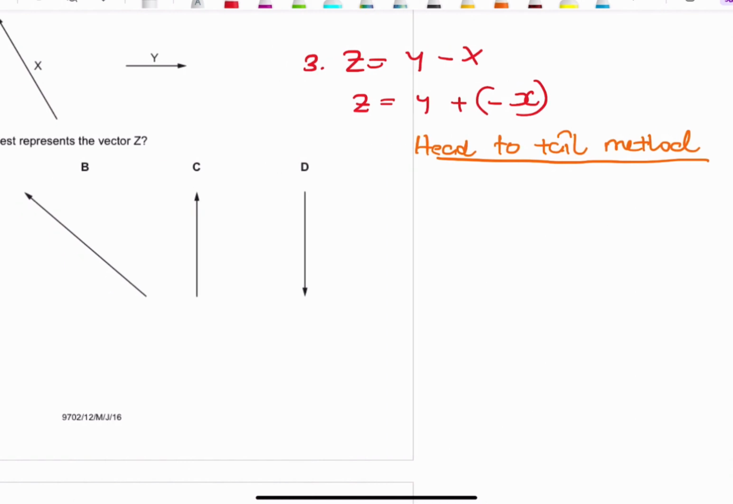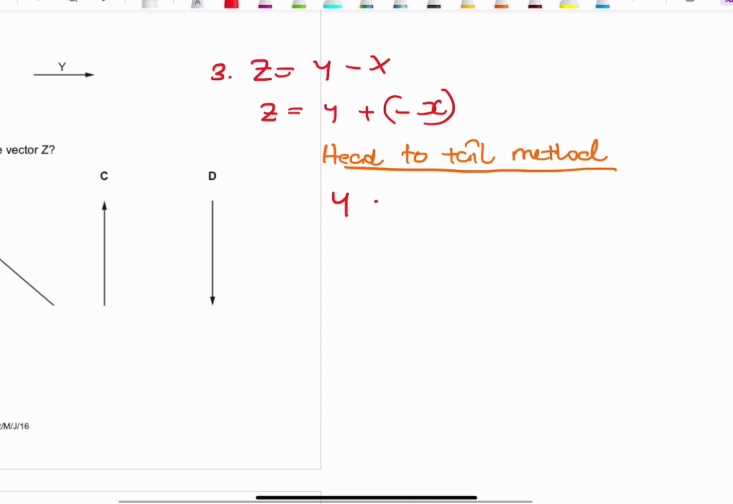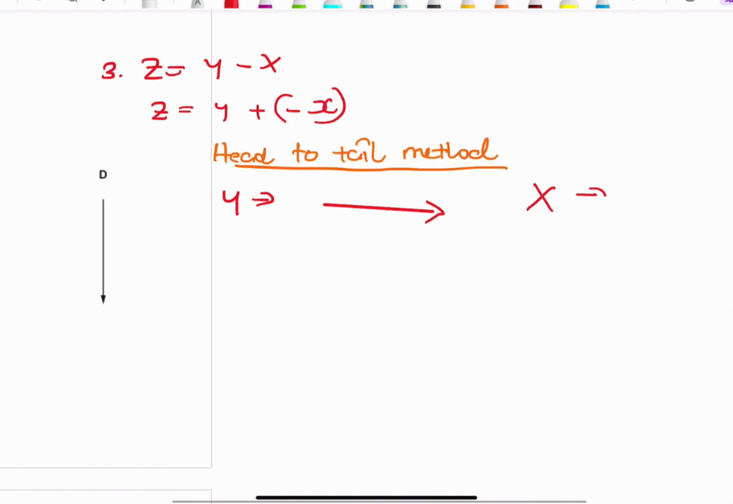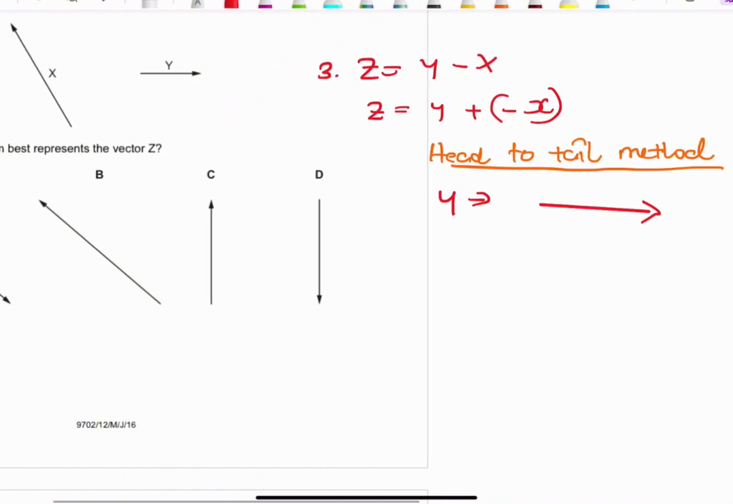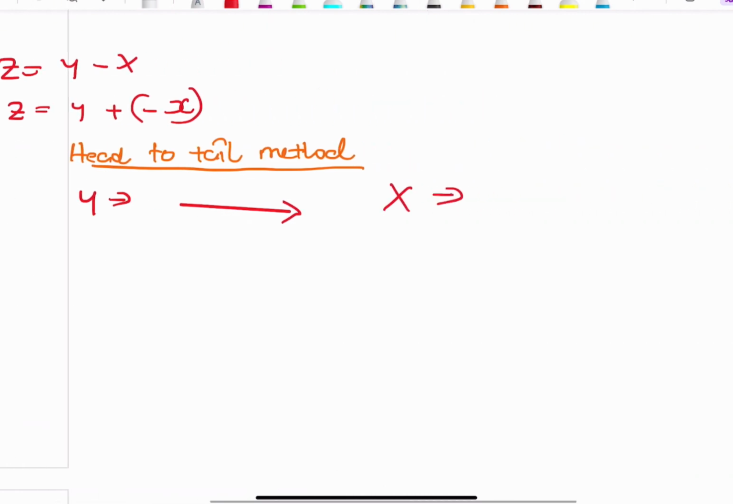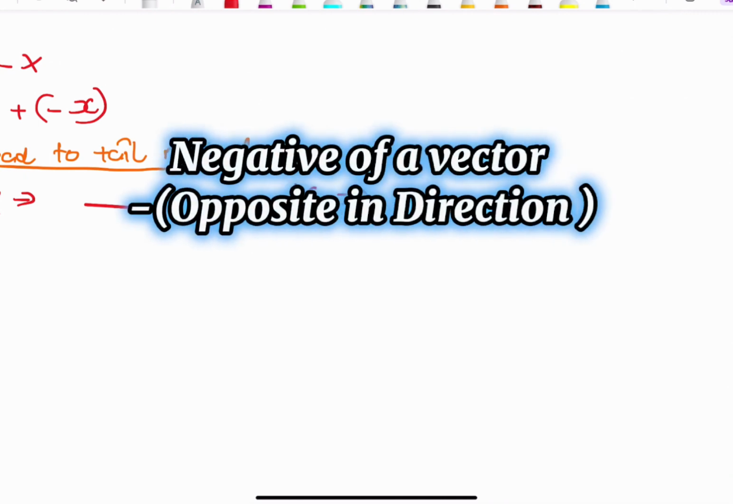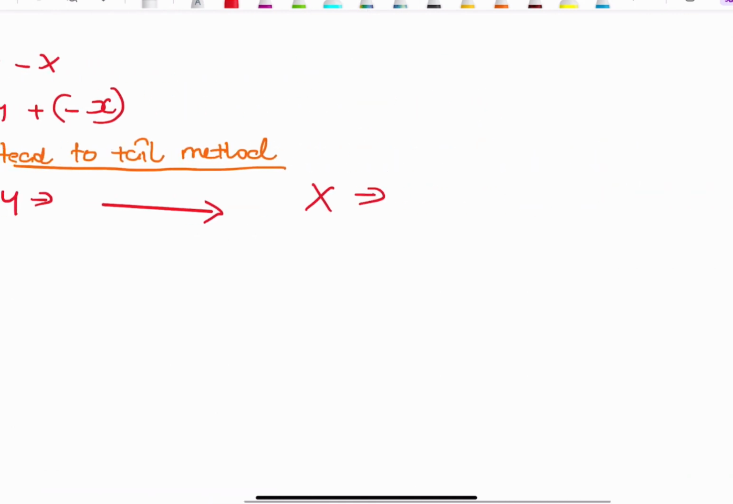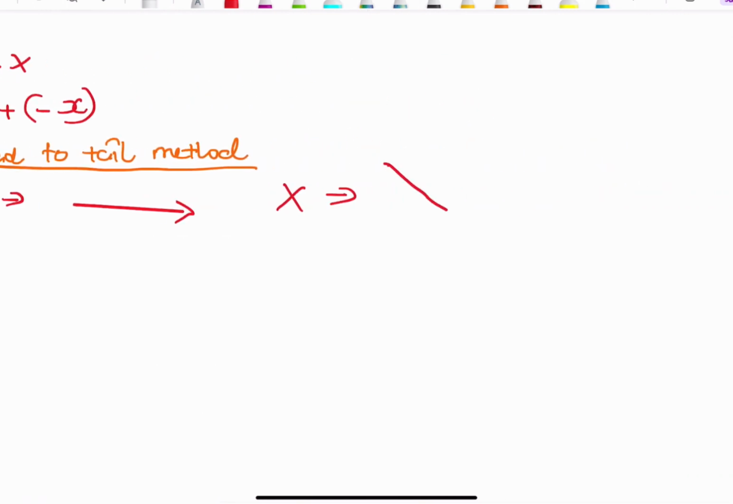So we'll first start with y. y is something like this. And the vector x is pointing up. Once you have identified your vector y, it's about identifying your vector x. The negative of a vector is something that has the direction swapped. A vector has magnitude and direction, so the negative of a vector that was pointing up will now point down. Something like that.